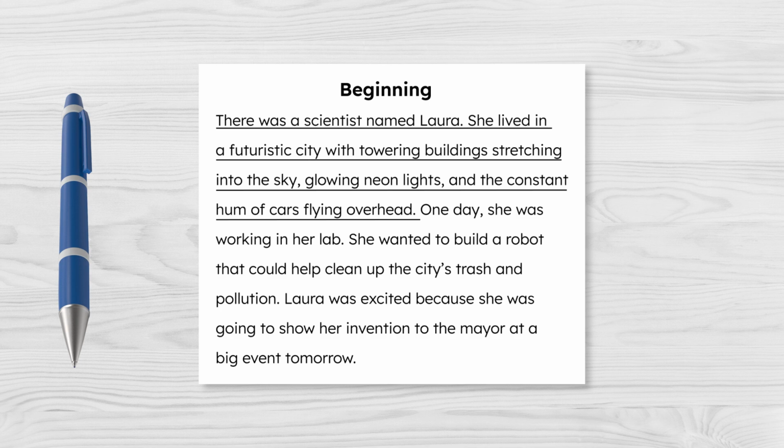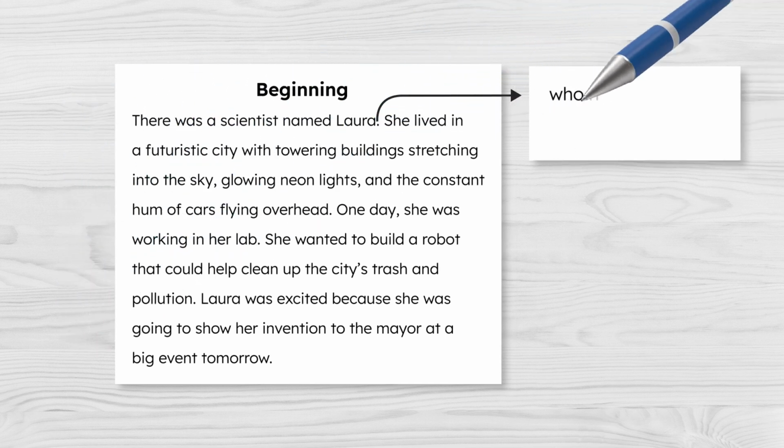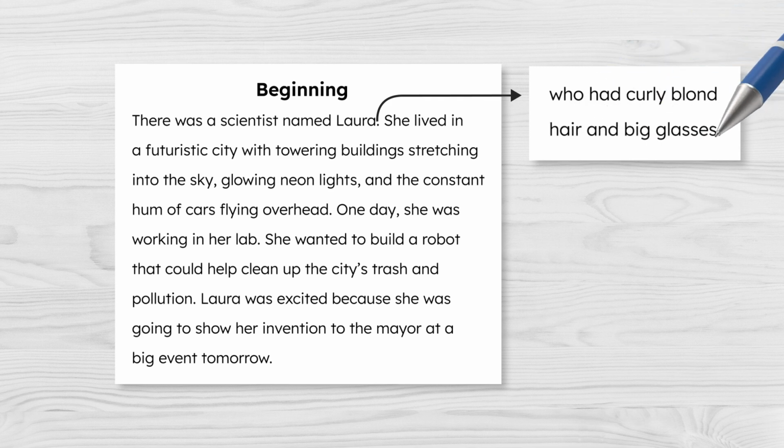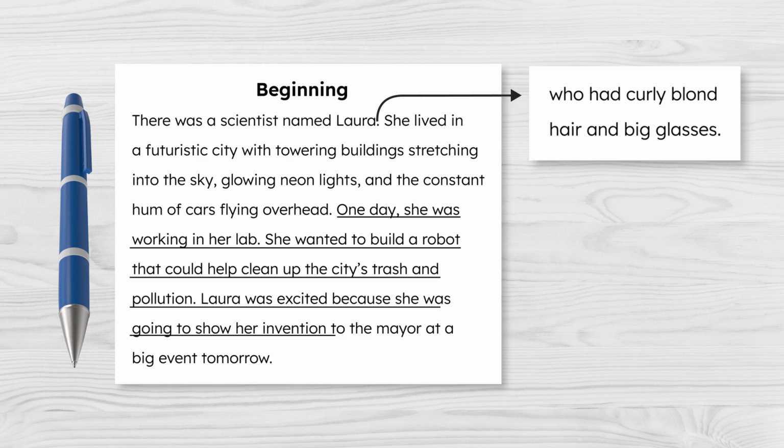So, let's add some details about her external traits. All right, there was a scientist named Laura who had curly blonde hair and big glasses. That's better. Those details help us picture what she looks like. Let's keep reading to see what else we can revise. One day, she was working in her lab. She wanted to build a robot that could help clean up the city's trash and pollution. Laura was excited because she was going to show her invention to the mayor at a big event tomorrow.